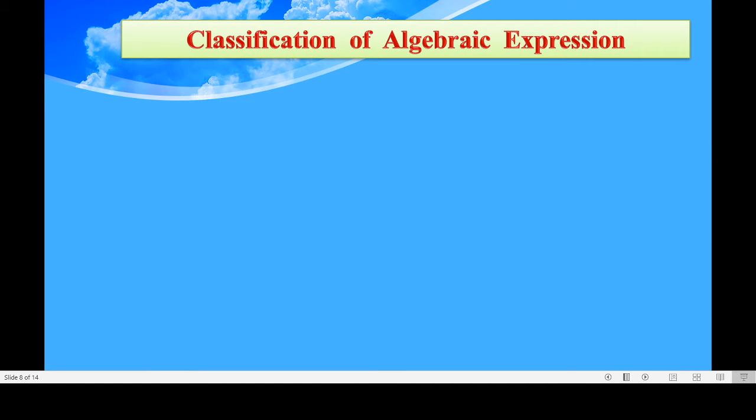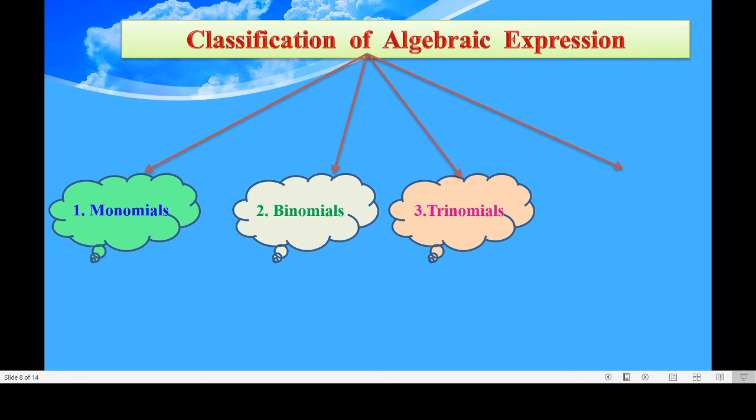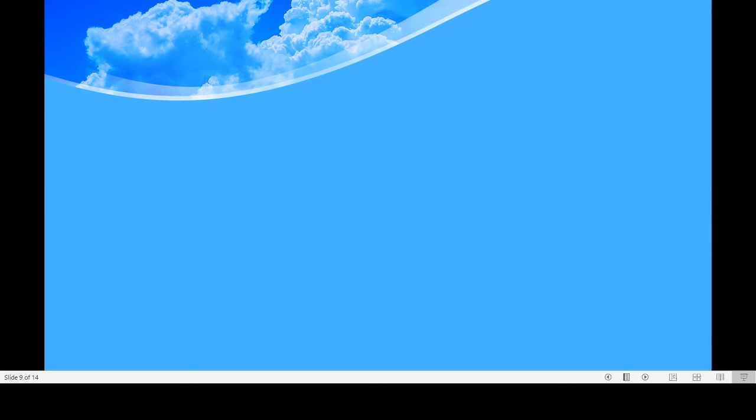The next we are going to see the classification of algebraic expressions. Algebraic expressions can be broadly classified into 4 types. The first type is called monomial. The second type is called binomial. The third type is called trinomial. And the fourth type is called polynomial. We will discuss these topics in detail.